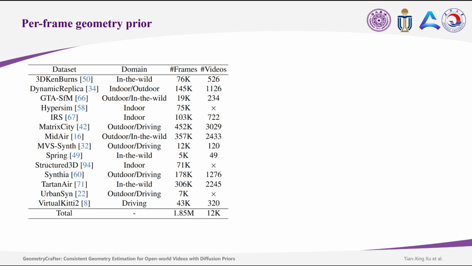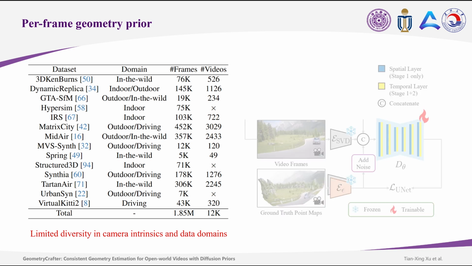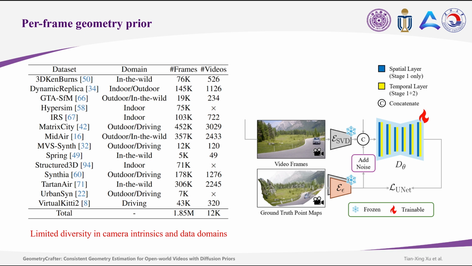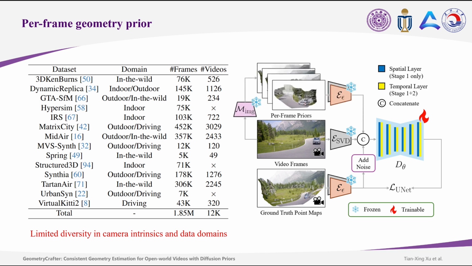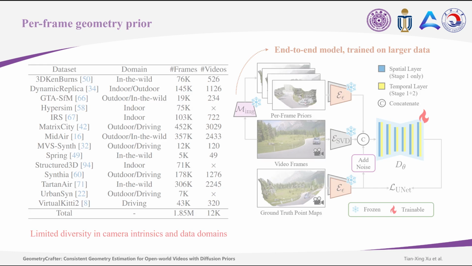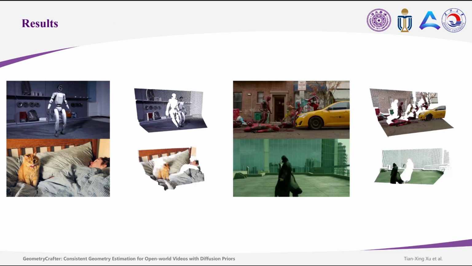videos with synthetic data. The synthetic data still suffers from limited diversity in camera intrinsics, which may degrade the generalization ability. To mitigate this, alongside video latents, we propose the integration of per-frame geometry priors from an end-to-end lightweight model as conditioning inputs. Although they may suffer from inaccuracies and lack temporal coherency, they provide strong camera intrinsic clues for better generalization. Here are some visualization results of our method on open-world videos.